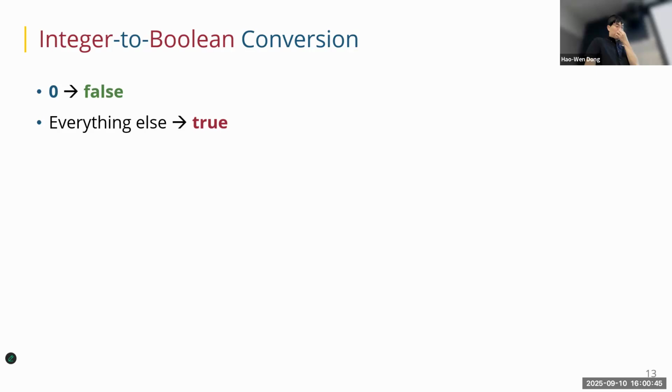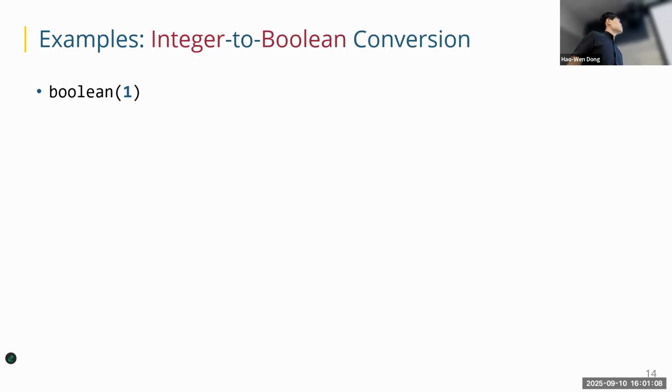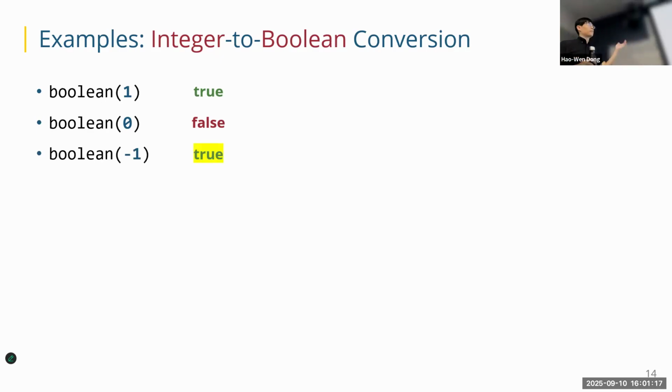Integer to Boolean conversion: only 0 will go to false, and everything else will be true. This is different in every language. Oh yeah, Python is the same. Everything will be true, just 0 will be false. So Boolean of 1 will be true, Boolean of 0 will be false, and Boolean of 10 will be true. Even for negative values, it will be true. Boolean of 1.1 doesn't work because it's a float.